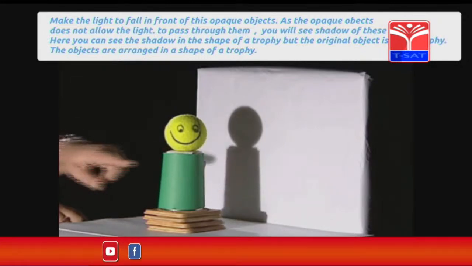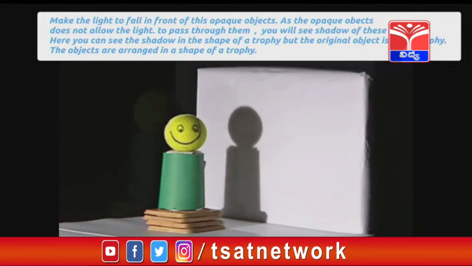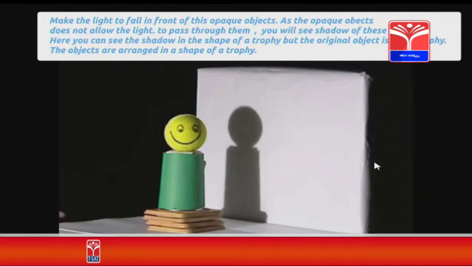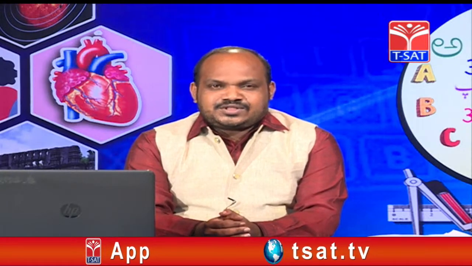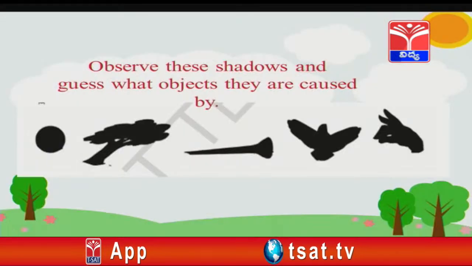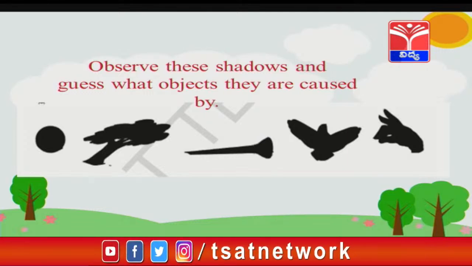Here you can see the shadow in the shape of a trophy, but the original object is not a trophy. The objects are arranged in the shape of a trophy. Children, let us do this activity. Observe these shadows and guess what objects they are caused by. I am also guessing with you.